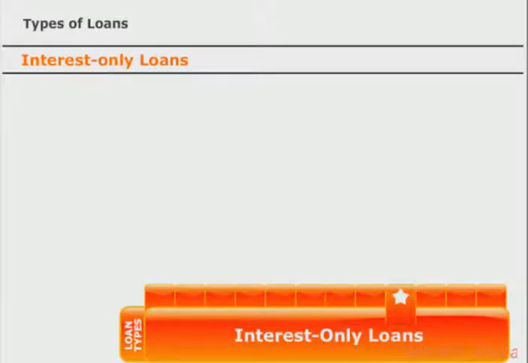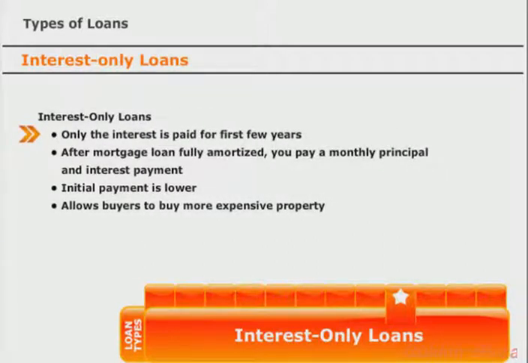One of the more popular new mortgage products on the market is the interest-only mortgage loan. With these loans, only the interest is paid for the first few years. After that, the mortgage loan becomes fully amortized, which means you pay a monthly principal payment as well as the interest payment. Some borrowers use interest-only loans because their initial payment is lower, allowing them to buy a more expensive property.